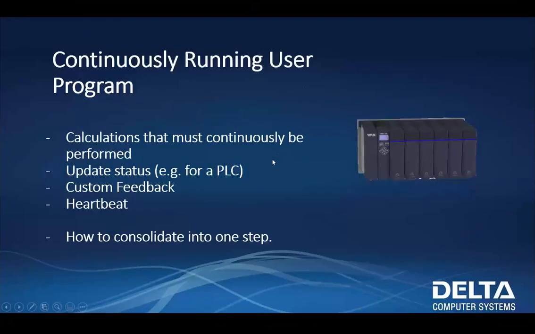Let's see. A little bit more about the continuously running user program. These are for calculations that must continuously be performed. Custom feedback's a classic. Updating status. So sometimes you might want to aggregate a lot of different values in the RMC and send it back to the PLC and say that, hey, this is all right, that's all right, this isn't, that isn't. So sometimes you might have some logic that aggregates those together and puts in a nice status value for the PLC to read. You want to do that all the time. A heartbeat as well. We'll look a little bit how I did that.